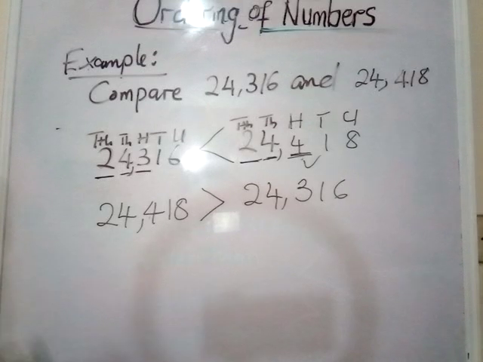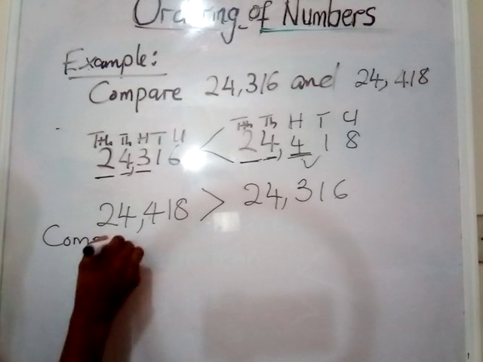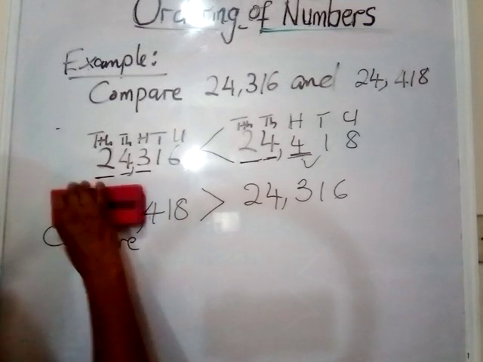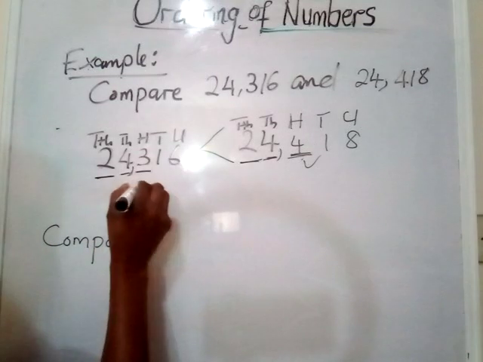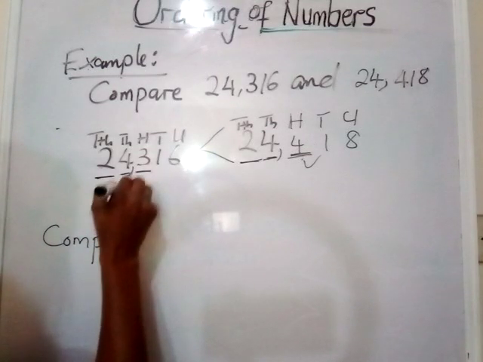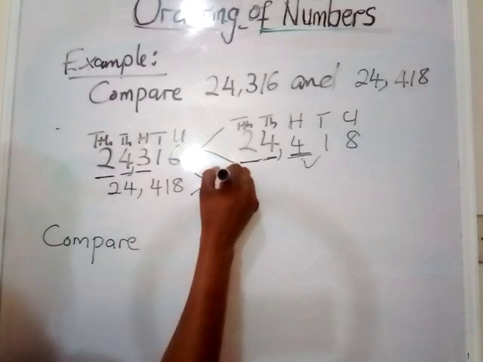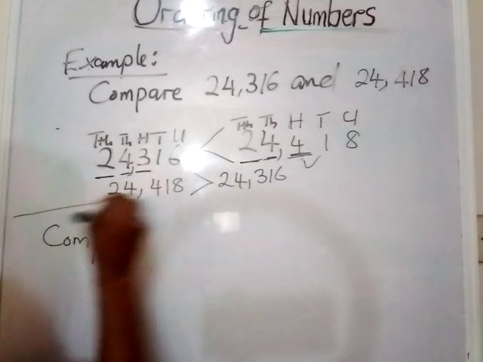Now let's quickly take a second example. Let's compare... sorry, let me move this up, we need some space here. I can just write 24,418 is larger than 24,316. Okay, so that's for that.